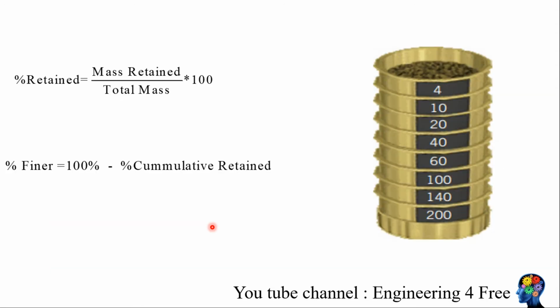The picture on the right side indicates nested sieves. We have sieve numbers from 4 to 200, and you have a container below the 200 sieve, and this is called a pan.